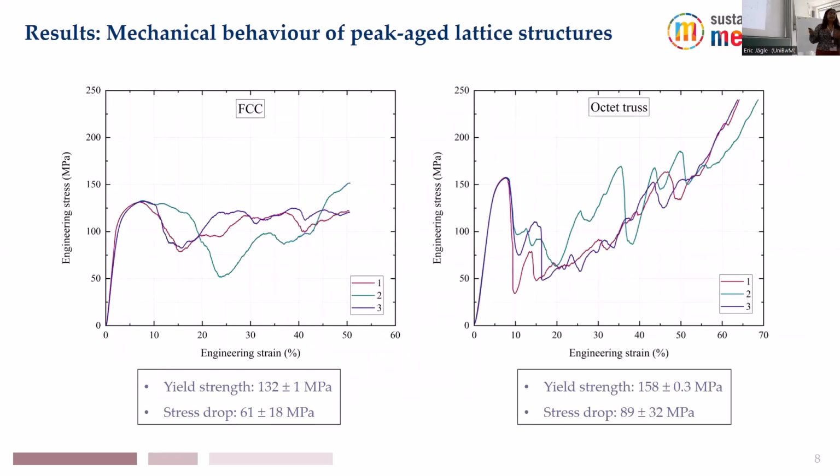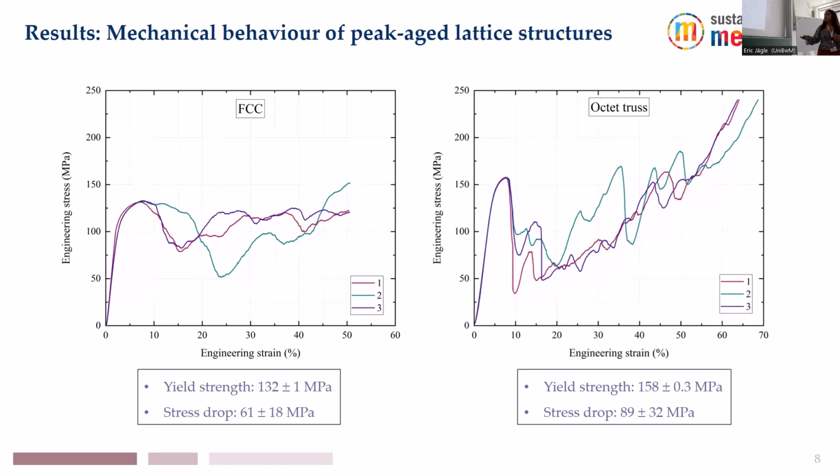Now comes the p-caged condition. As these are very chaotic curves, I have shown them separately for each lattice type. So let's first focus on FCC and octet. So you can see the difference of yield strength. I have denoted the values here. So the first thing is both structures show a typical stretch dominated behavior.